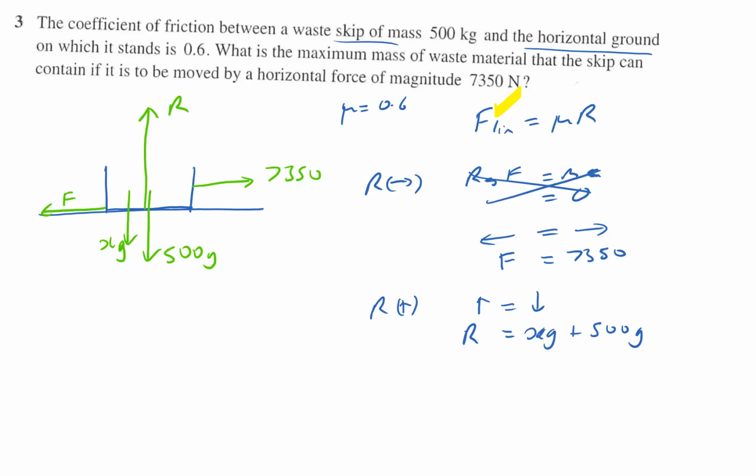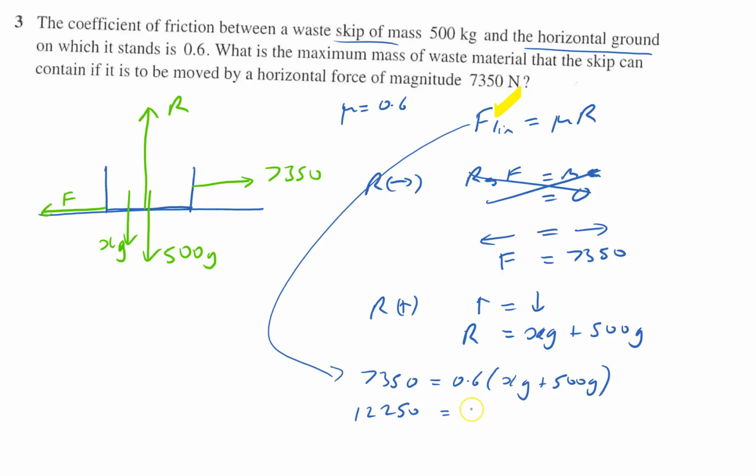So that will give me F, that's 7,350, equals mu, that's 0.6, times R, which is xg plus 500g. I'll divide both sides by 0.6, and that gives me 12,250 equals xg plus 500g, and so xg equals 7,350, and so x equals, divide both sides by g, which is 9.8, which is 750 kilograms.